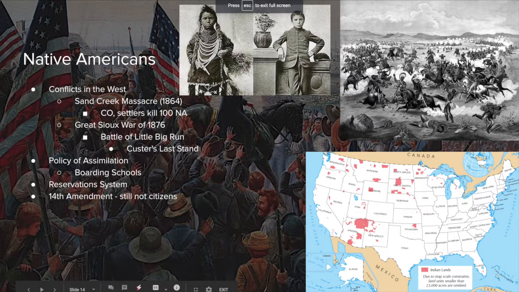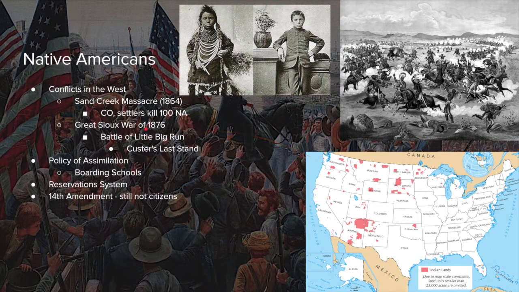Alright, let's start off with Native Americans. Now you need to know that as we spread west, there's going to be a lot of conflicts with the Native Americans living there. A couple good examples. We have the Sand Creek Massacre of 1867. Colorado settlers are going to come across a bunch of Native Americans that they want off their land, or rather, they want to take their land. And so these settlers are going to kill more than 100 of these Native Americans. Among them are women and children. So that is a good example of the conflict out west.